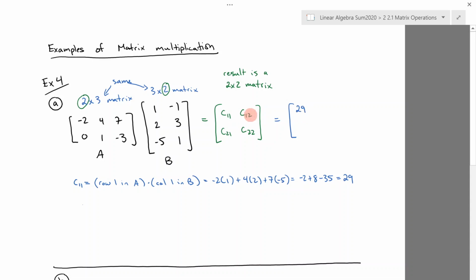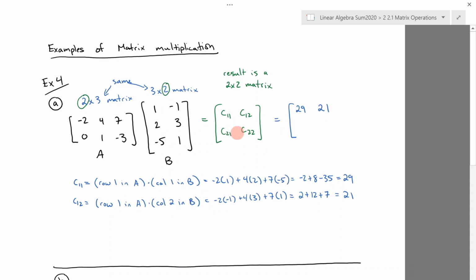And then we continue with the other entries. So C12 is row 1 in A, dot product with column 2 in B. First row here, second column here. Writing it out, what do we get? It's -2 times -1 plus 4 times 3 plus 7 times 1. Calculating it, that's 2 plus 12 plus 7. That's 21. So this entry is 21.